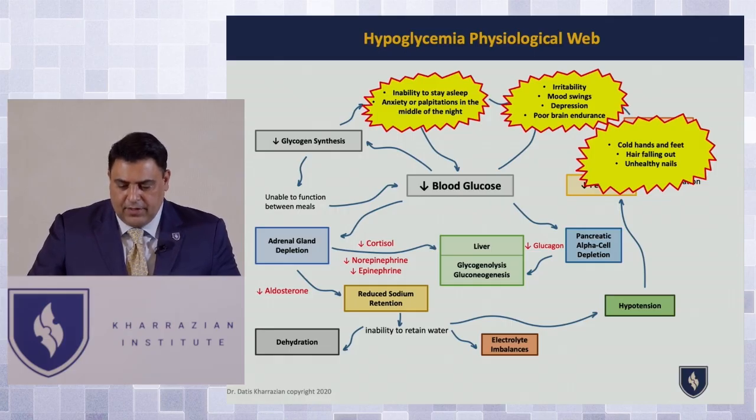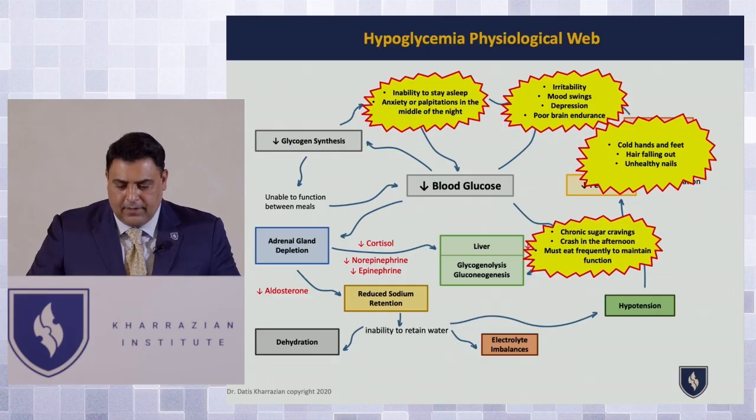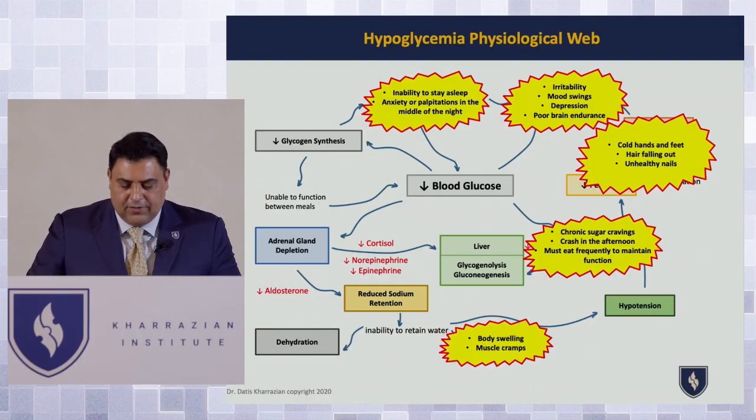And then as you look at their alpha cells of the pancreas, not releasing glucagon well. They have chronic blood sugar cravings, crash in the afternoon, must eat frequently to maintain their function. And if their electrolytes become imbalanced, they get muscle swelling, muscle cramps, body swelling. They might tell you sometimes the body just swells.